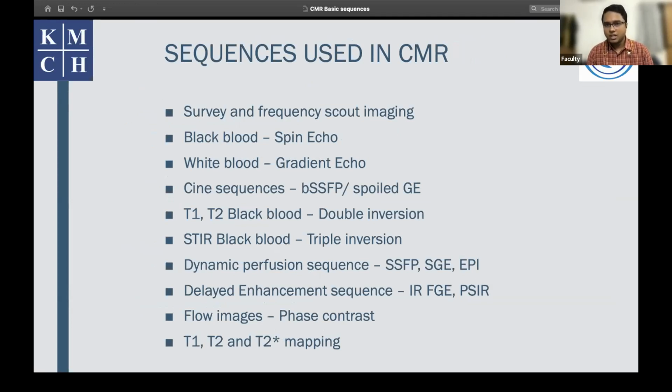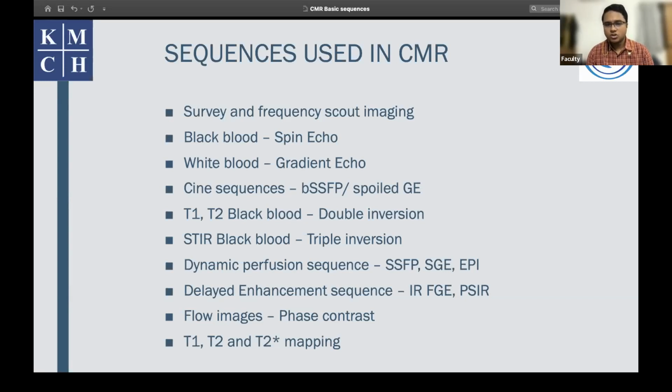The survey and the frequency scout imaging, the black blood, which is nothing but the spin echo imaging, the white blood, which is nothing but the gradient echo images. The cine sequences can use either an SSFP or a steady state free precession sequence, or a spoiled gradient echo sequence. Black blood images also have morphological black blood images, which consist of double or triple inversion sequences, which we'll go into in detail later.